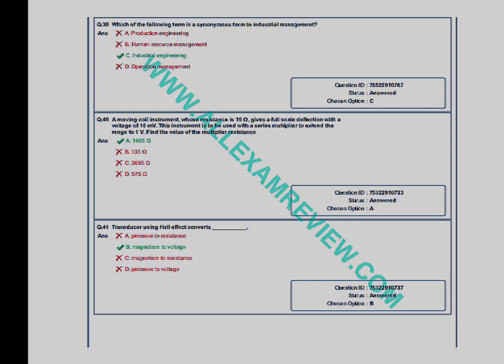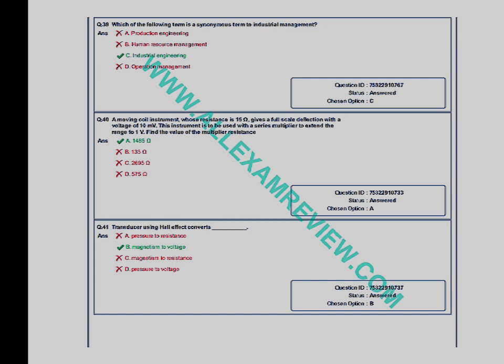Question 39. Which of the following terms in industrial management, industrial engineering we have to use? Moving coil instrument whose resistance is 15 ohm, full scale deflection with a voltage. The instrument is used with a series multiplier to extend the range to 1V. Find the multiplier resistance. Easy one. You have a direct formula based question, a measurement question. Okay. R is equal to Rs(m - 1).